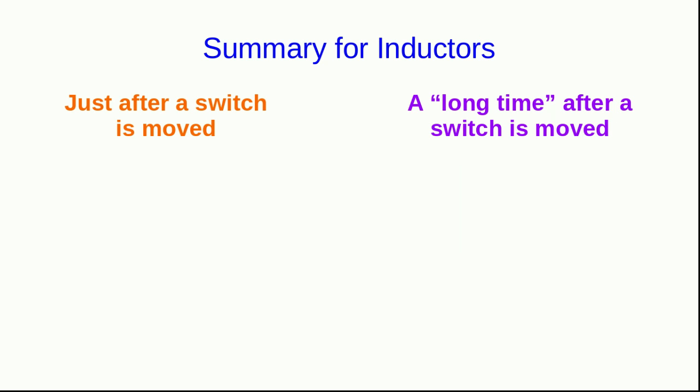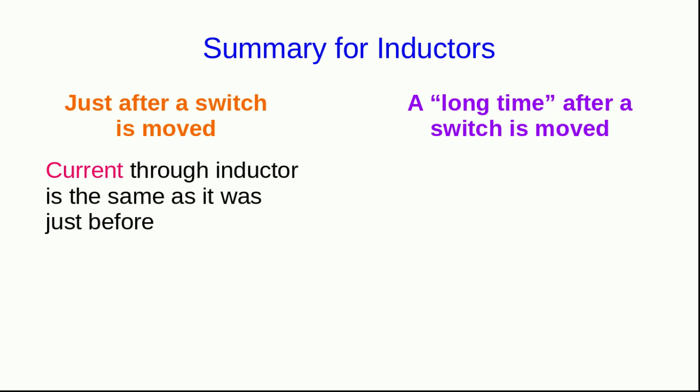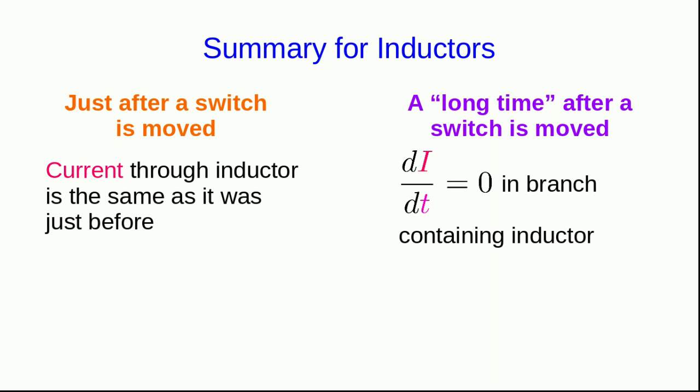So again, let me summarize the situation for inductors. Just after we've moved a switch, the current through an inductor must be whatever it was just before we moved the switch. And a long time after the switch is moved, the current has stopped changing in any branch containing the inductor. In other words, any branch containing an inductor will have a constant current in it a long time after the switch is moved.